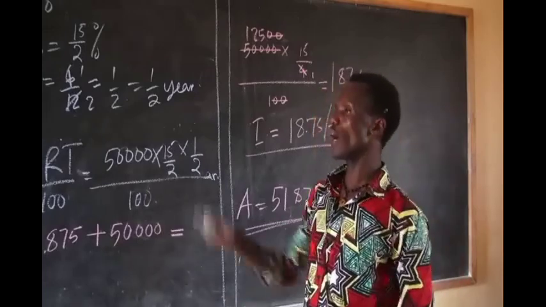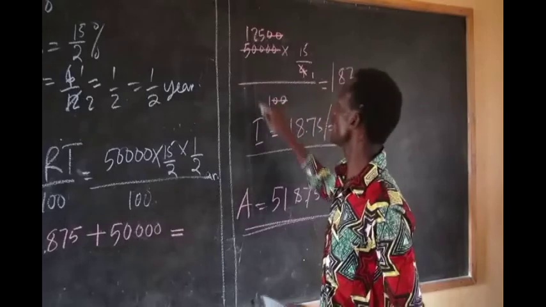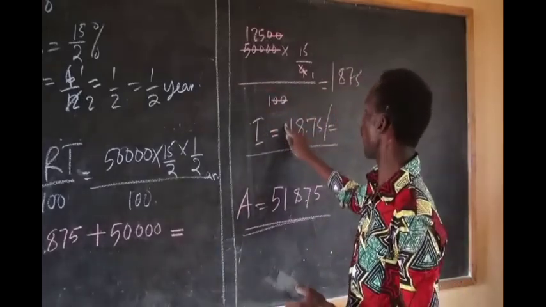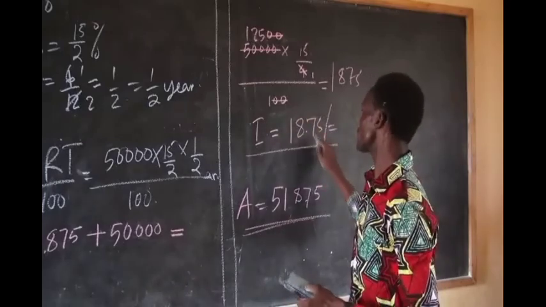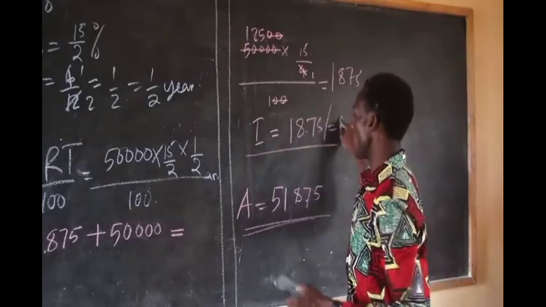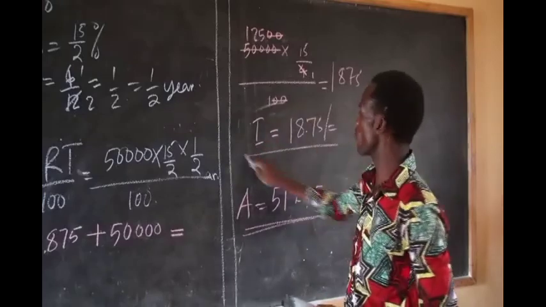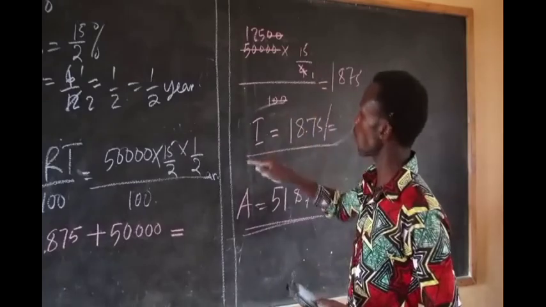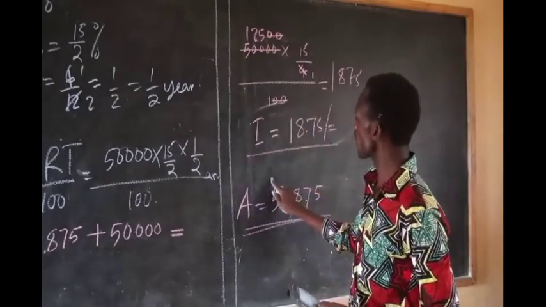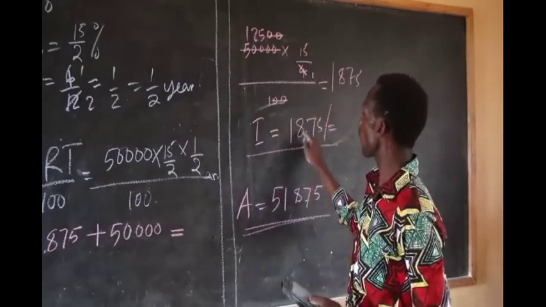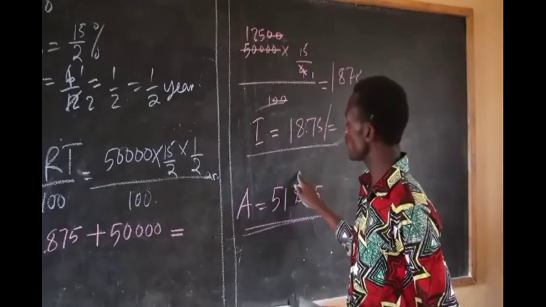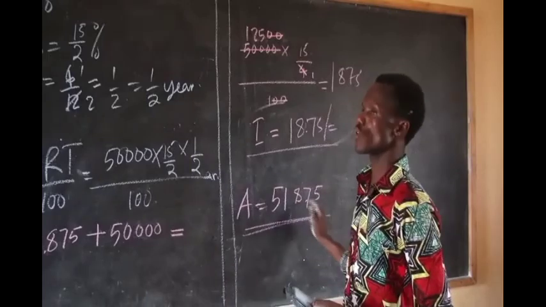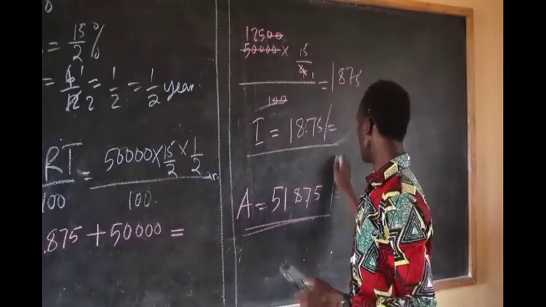And therefore, we have calculated the simple interest, and the simple interest was 1,875. But in order to get the amount of money earned in total, we say interest plus principal gives the amount. So 50,000 is the principal, and 1,875 is the interest. Summing up together, you get 51,875. So this is what we call the amount of money that Joyce earns.